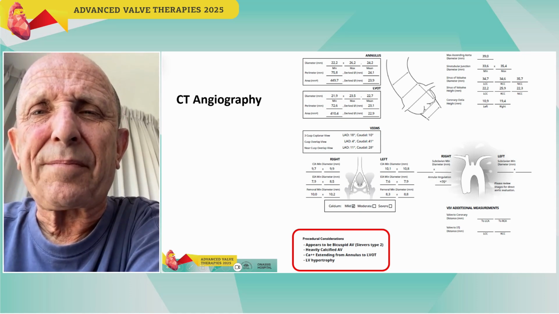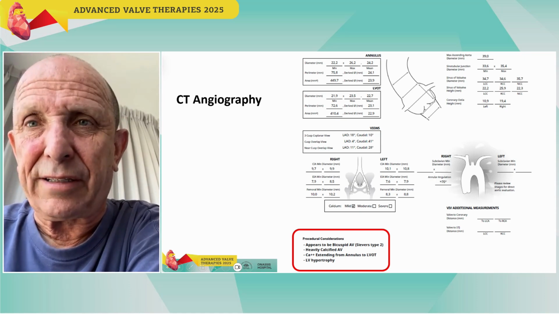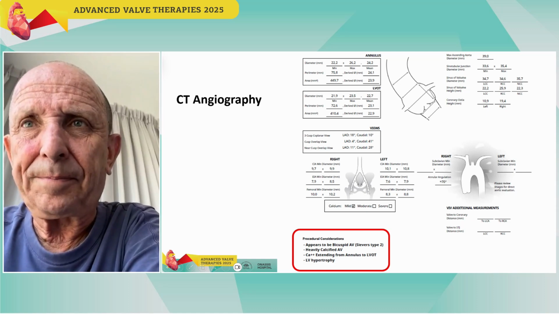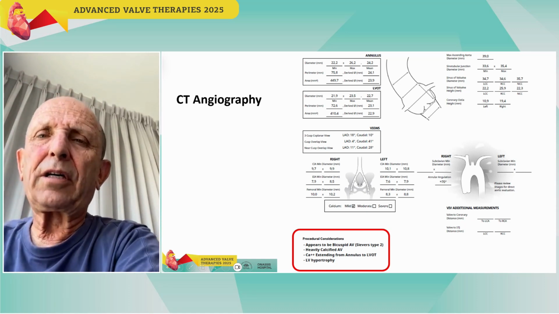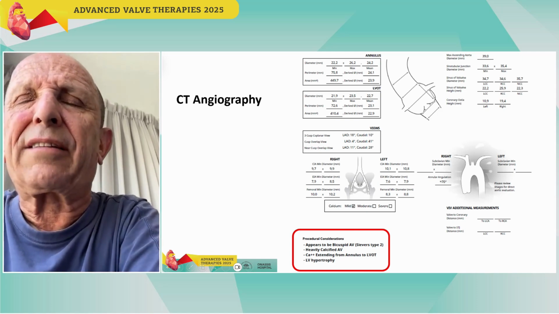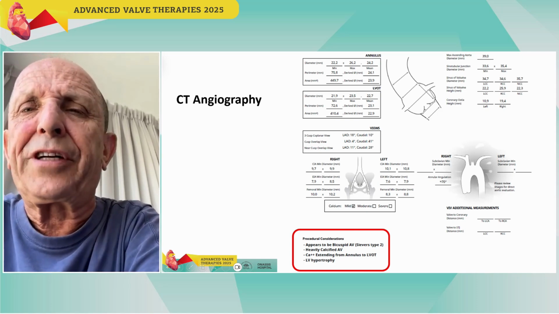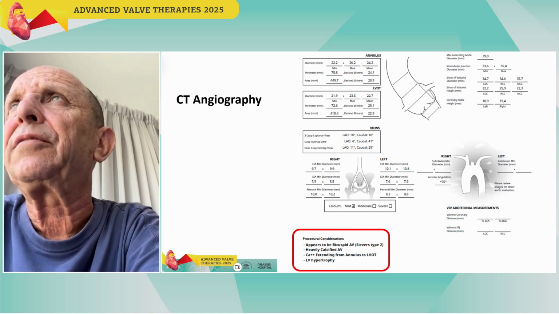What is the annulus diameter? I don't see it. Annulus is 22 by 26. Mean 24. Perimeter 78. Okay, I would take area 450. I would take a 23 millimeter balloon for predilatation.